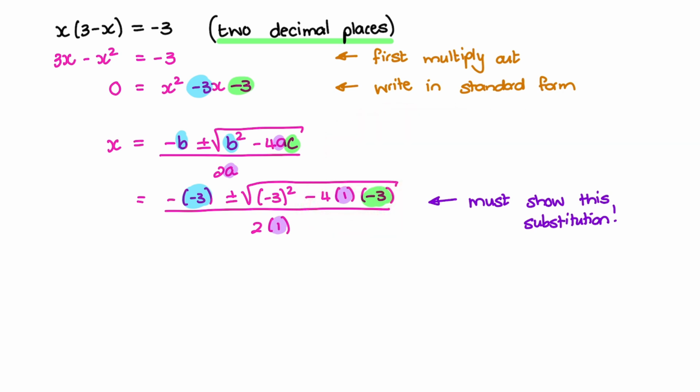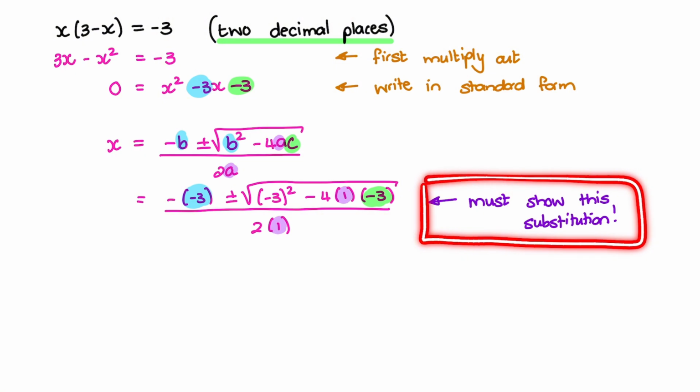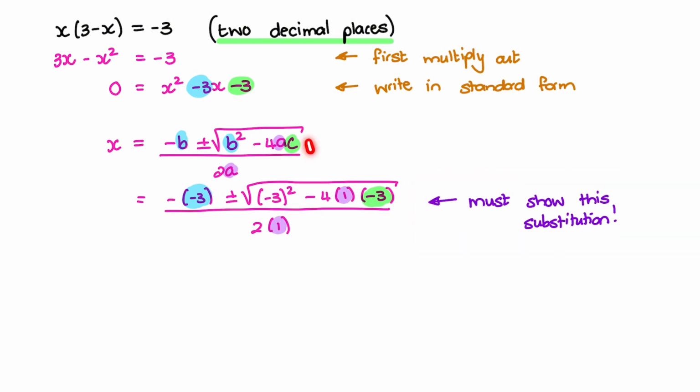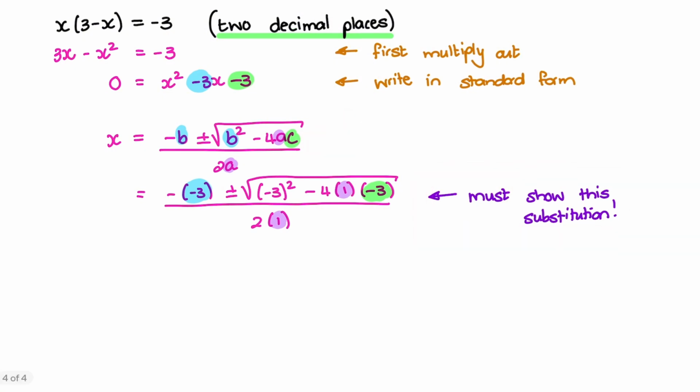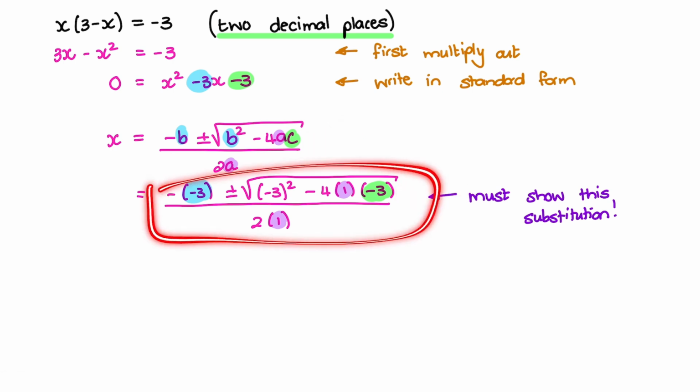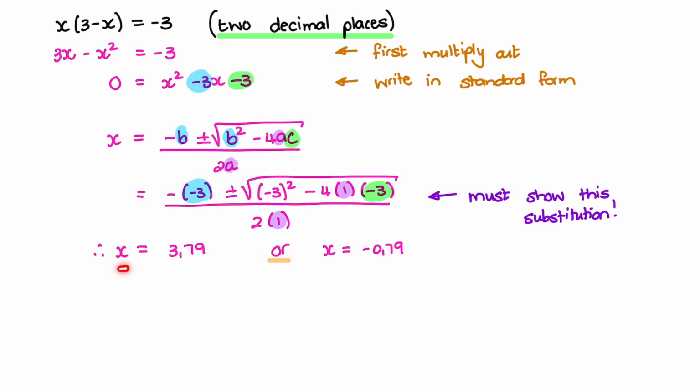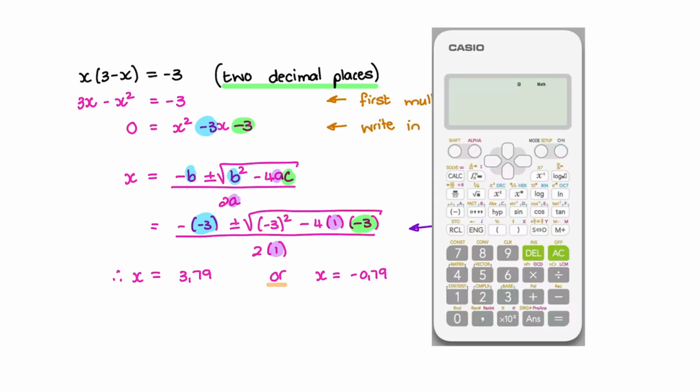And in your final exam, you would need to show the substitution. You don't have to rewrite the formula, even though I recommend you do that, but you must show the substitution into the equation. And lastly, you would use your calculator to find x is 3.79 and x is negative 0.79. You can also check your answers with the white Casio calculator.